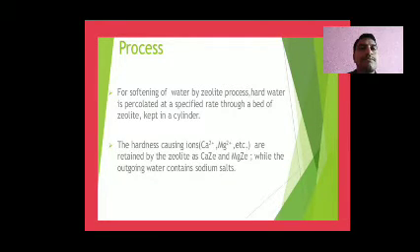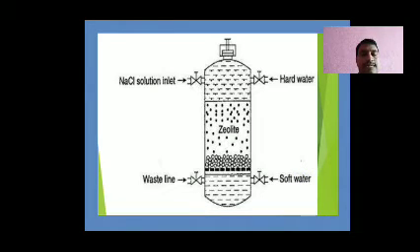For softening of water by the zeolite process, hard water is percolated at a specified rate through a bed of zeolite kept in a cylinder. The hardness causing ions are retained by the zeolite as calcium zeolite and magnesium zeolite, while the outgoing water contains sodium salts.